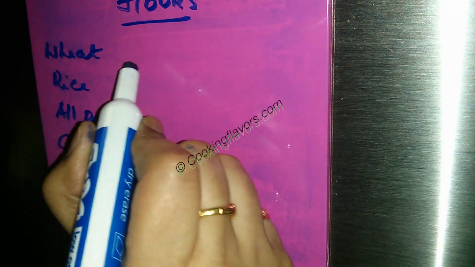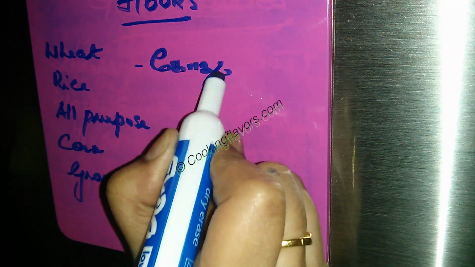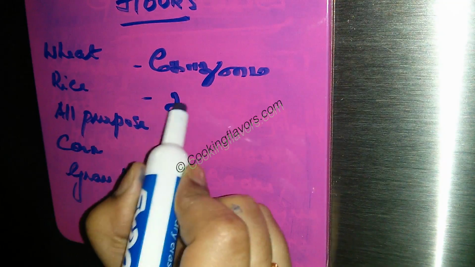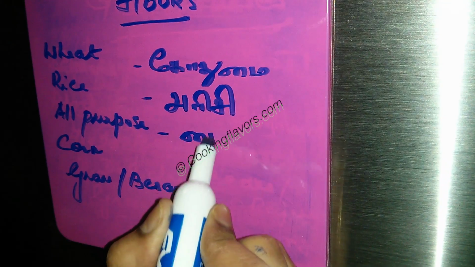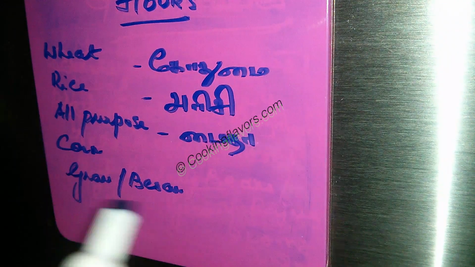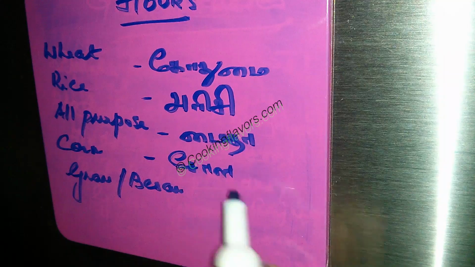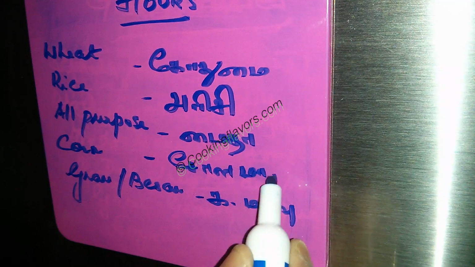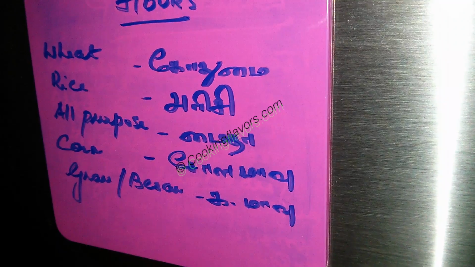Wheat flour, if you have a facility of flour mill, then you can buy the whole goduma and grind it. Otherwise, just go for the wheat flour. Rice flour is nothing but arasi maavu. All-purpose flour is also known as maida. You get it as maida itself nowadays. Corn flour is chola maavu, and gram flour is also known as besan flour, which is kadala maavu that we use for bhaji, bonda, and all that.